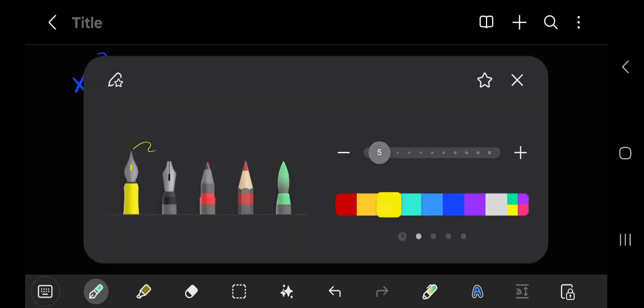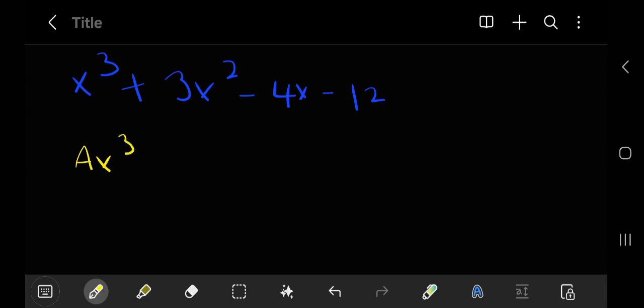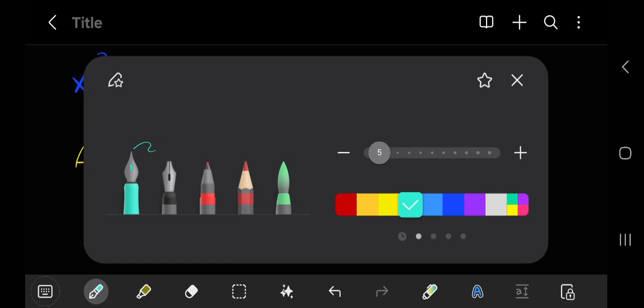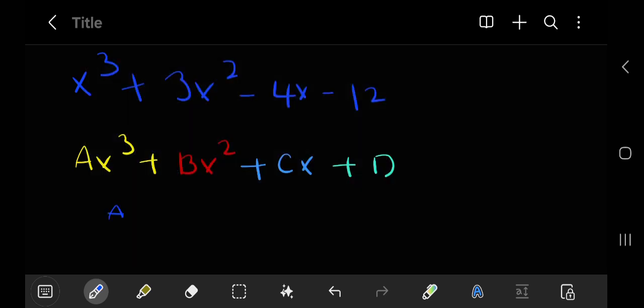Here is another problem. Let's take x cube, let me write it again neatly: x cube plus 3x square minus 4x minus 12. We have one property that if the ratio of the first and second coefficients is equal to the ratio of the third and fourth, then we can just take common factors. So first let's identify the coefficients as in the previous question. My a here will be 1, my b here will be 3, my c here will be minus 4, and my d here will be minus 12.